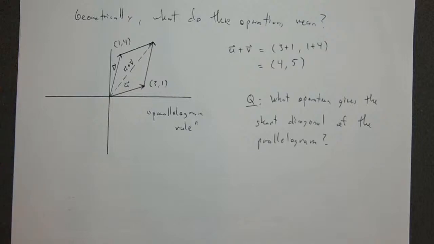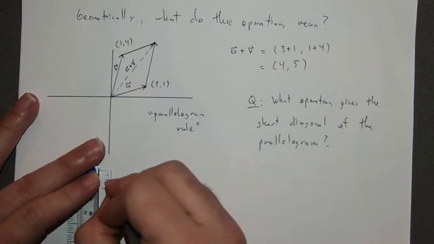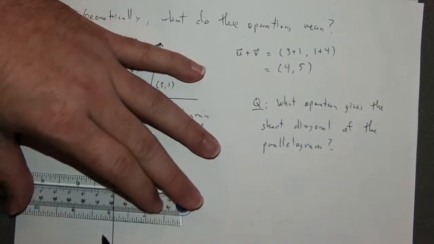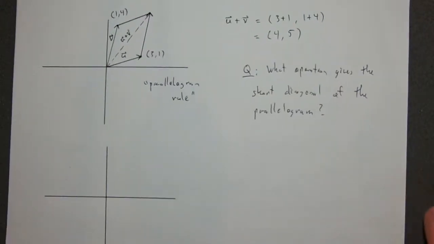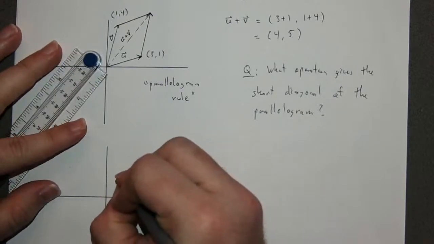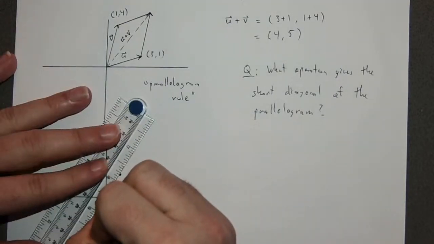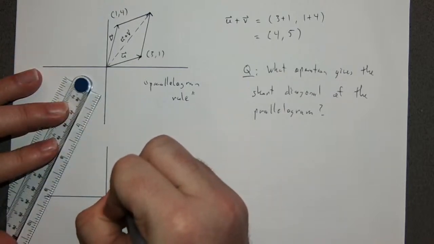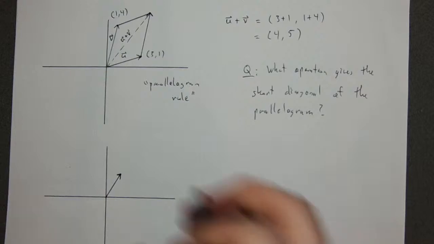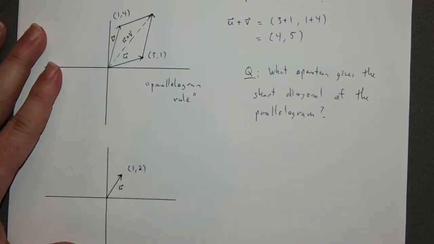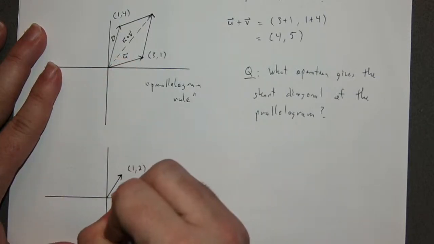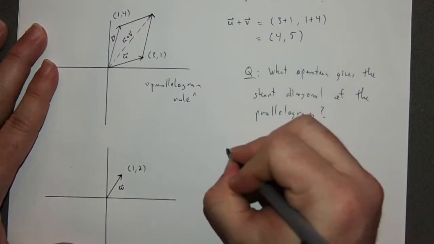But first, before I see that, I want to talk about something else, which is the geometric picture of what's going on with scalar multiplication. So with scalar multiplication, let's start out with a vector. We'll say that this is the vector 1, 2. Okay, so here's the vector 1, 2. We'll call this vector u. Okay, so u is 1, 2. We already have a u here. Let's make it w. Okay, so w is the vector 1, 2.